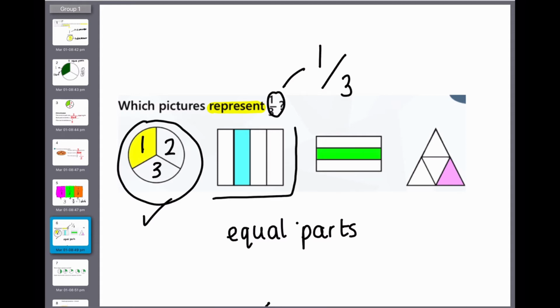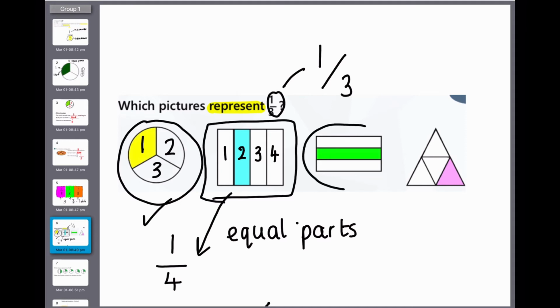Look at this next shape. Does that show a third? Who thinks yes? Who thinks no? Why do you think it does not show a third? Well done. It doesn't show a third because look, there are 1, 2, 3, 4 equal parts. So what fraction is that? A quarter. Well done, because 1 part out of 4 is shaded.